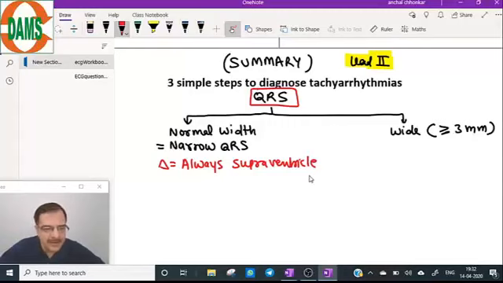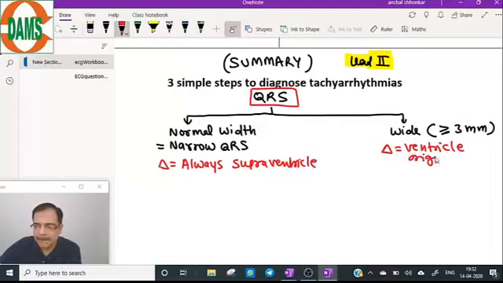Ventricular rhythms are always wide QRS complex. So if it is wide, our diagnosis is ventricular origin. Now, for ventricular origin, if you are able to see QRS complexes, there will be two diagnoses: either ventricular tachycardia or ventricular flutter.